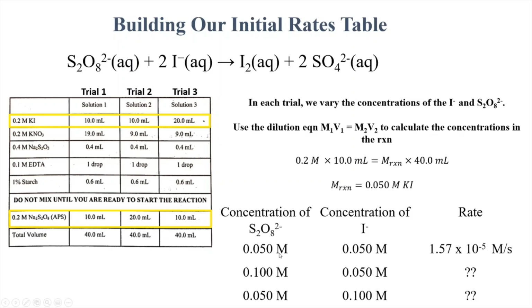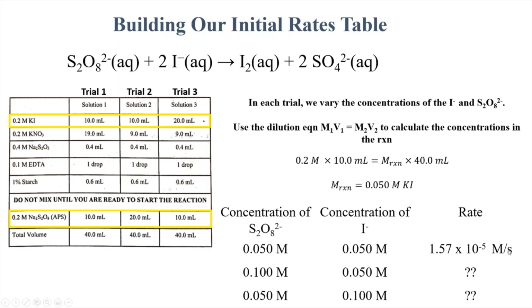So now in trial 1, we figured out from doing our M1V1 equals M2V2 that we have 0.050 molar I minus. If you do the same calculation, 10 mLs times 0.2 molar into 40 mLs, we get the same concentration of peroxydisulfate. So for trial 1, we have equal concentrations of S2O8 2 minus and I minus. And we calculated our rate from the previous step: we made our graph, got the slope, and divided the slope by the volume.